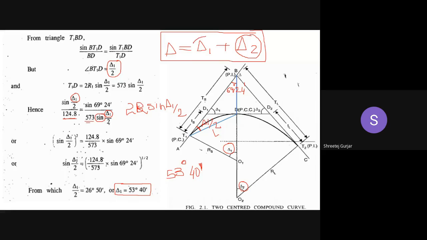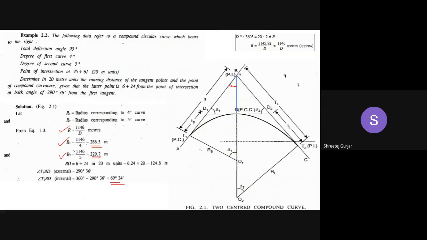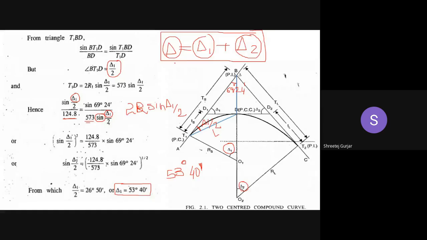We have delta 1 with us. The total deflection angle is mentioned in the question. You can see total deflection angle 93 degrees is mentioned. This we have calculated as delta 1, and we can calculate delta 2, right? 93 degrees minus 53 degrees 40 minutes. So can you tell me what is the delta 2 value? Calculate and let me know.